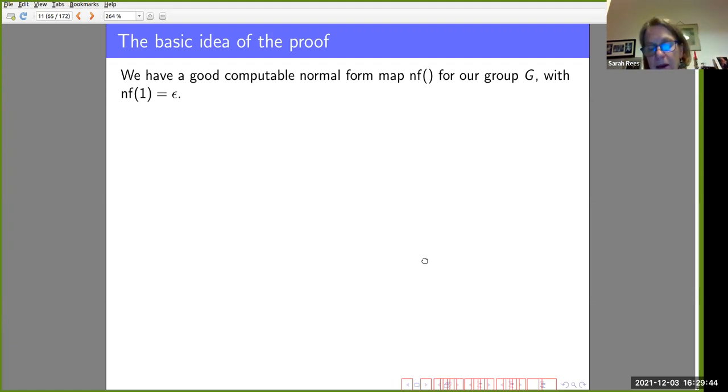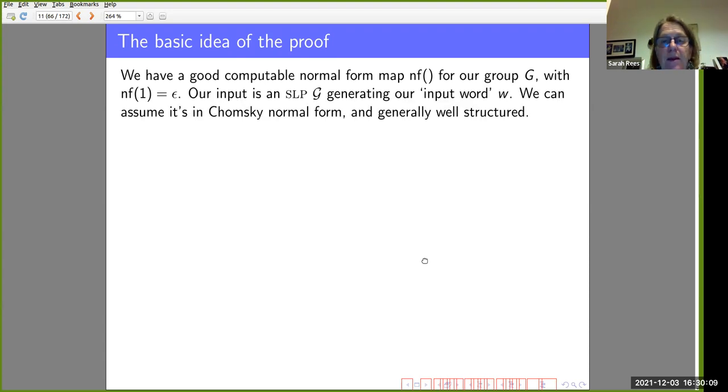So the basic idea is the same in all three proofs. You've got a group and it has a nice normal form. Free groups have really good normal forms, hyperbolic groups have really good normal forms, and relatively hyperbolic groups have quite nice normal forms. So we have a good normal form for our group, and what's important is that the representative in that normal form of the identity element is the empty word.